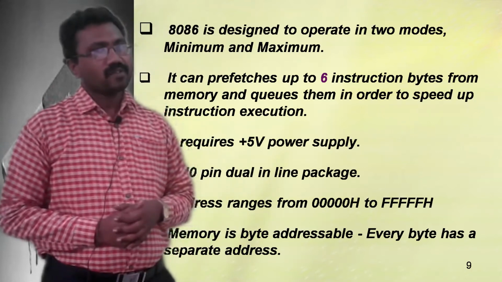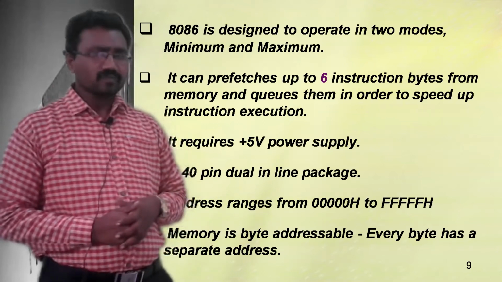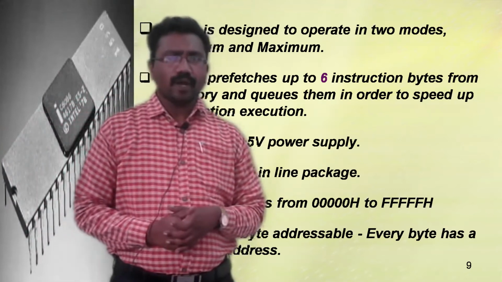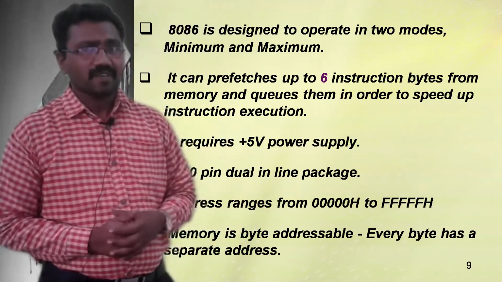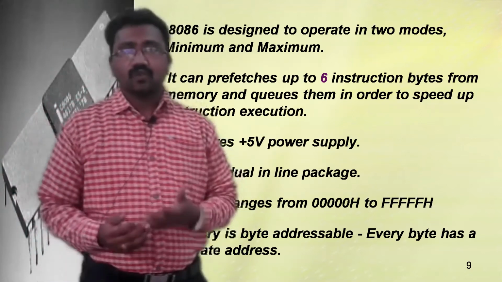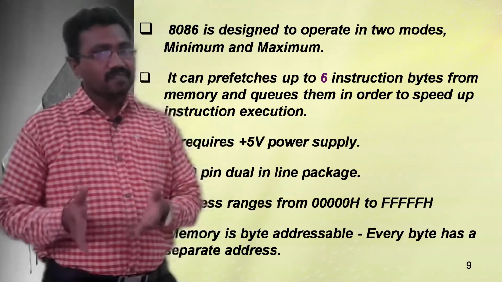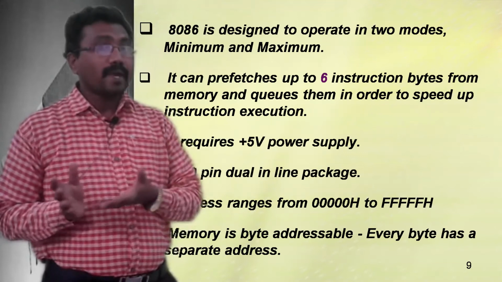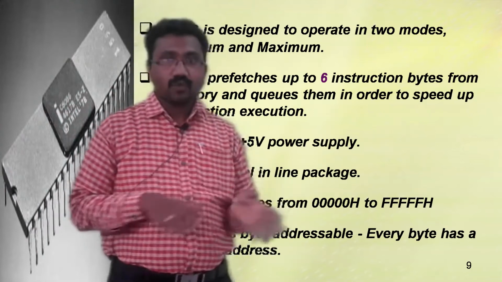What is the advantage of this? This concept is called pipelining. The architecture has two blocks: one is the execution unit, and the other is the bus interface unit. The execution unit executes the current instruction. At the same time, the bus interface unit reads the next instruction from the memory. That means fetching the next instruction and executing the current instruction are performed simultaneously. That's nothing but pipelining. This feature is not available in 8085. What is the advantage of pipelining? More than one instruction is executed simultaneously.